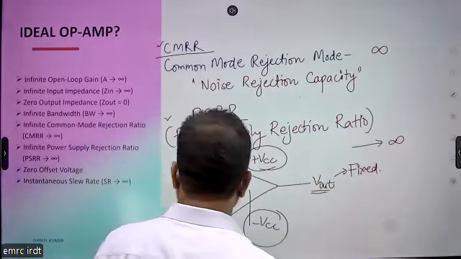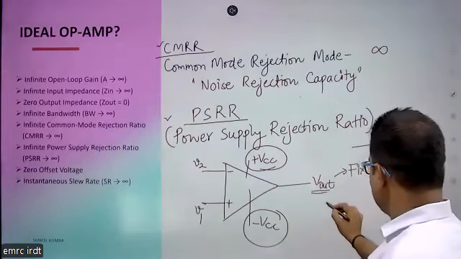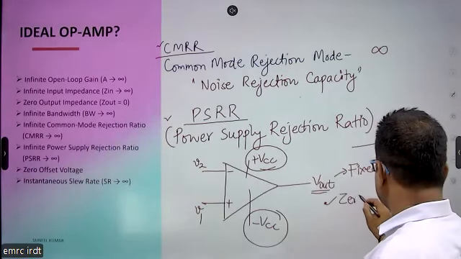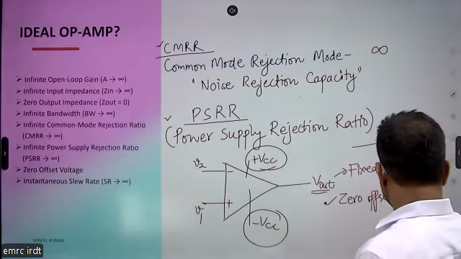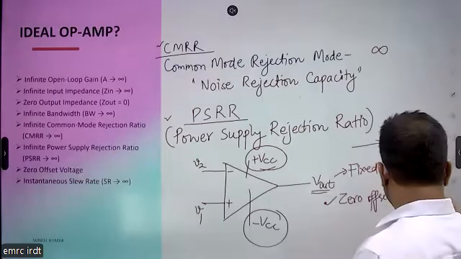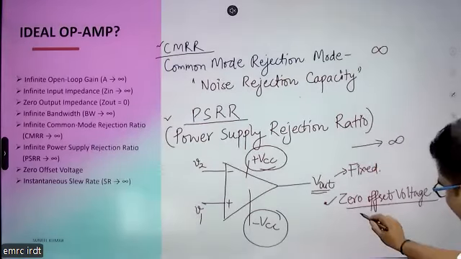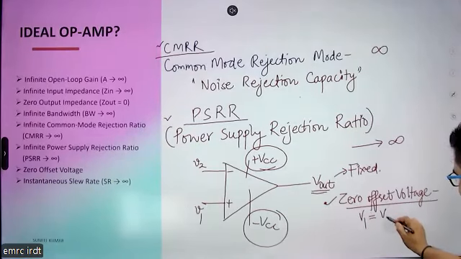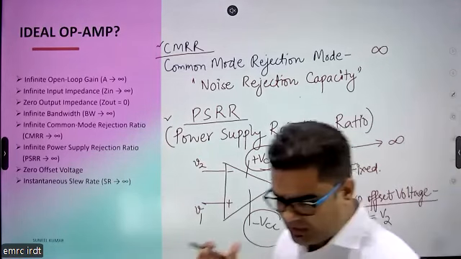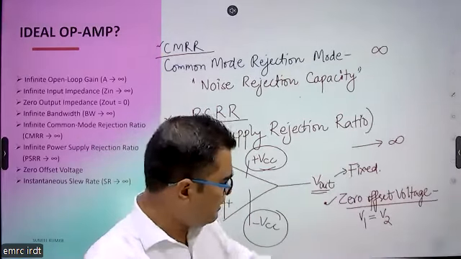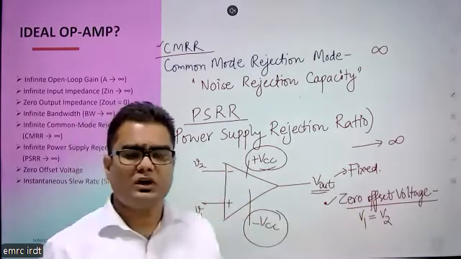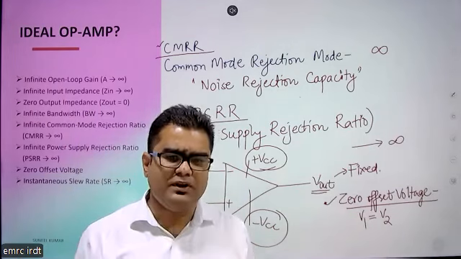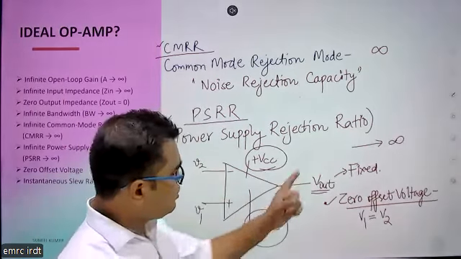Then next we have zero offset voltage. This is also a very important term to understand. What will happen if the value of V1 becomes equal to V2? If both signals are equal, then the output should be zero. The output should be zero, but it is not happening because of the offset voltage.